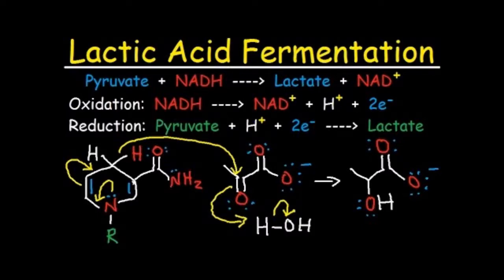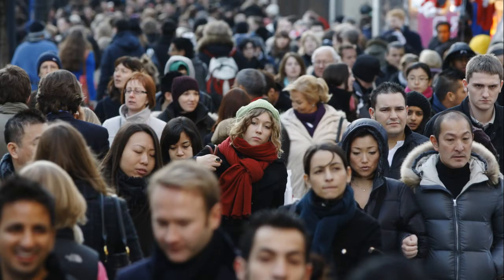In lactic acid fermentation, glucose is converted into two molecules of pyruvic acid, which is then converted into lactate via the enzyme lactate dehydrogenase. In humans, the process of lactic acid fermentation occurs in muscle cells.